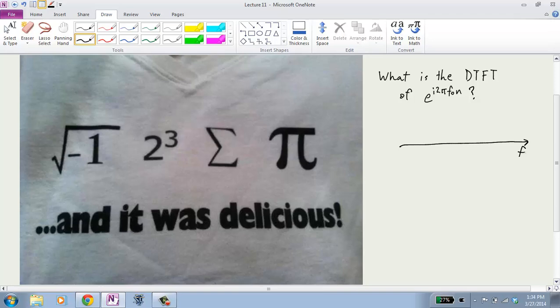Well, if it was a continuous time function, if n was replaced by t, what would it be? It's a delta function at frequency f naught. So if it was continuous time, that's what it would be. Now, it's a discrete time signal, and there's something we know about the Fourier transform of any discrete time signal. It's periodic with period 1. So it can't just be this.